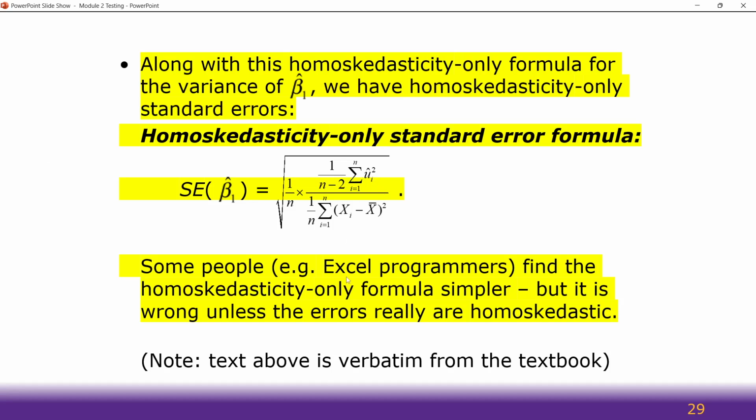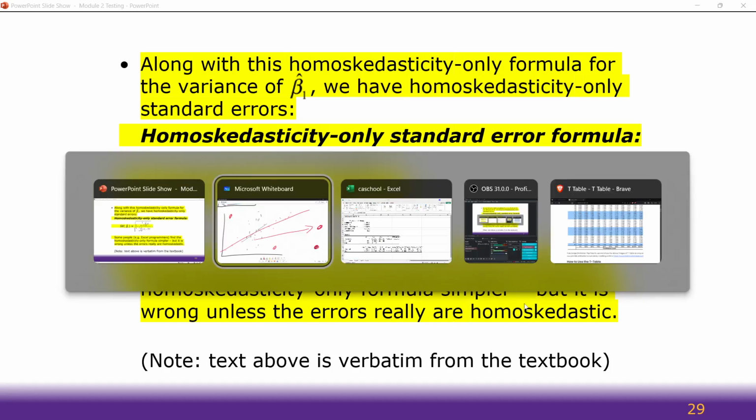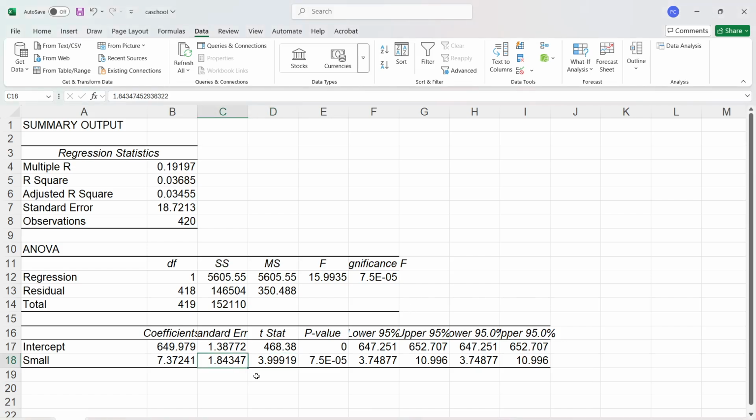This text is stolen from the nice textbook by Stock and Watson, so I've highlighted it here just to tell you that, all right, if they're throwing shade at somebody, this is actually from Stock and Watson. Some people, for example Excel programmers, find the homoskedasticity-only formula simpler, but it is wrong unless the errors really are homoskedastic. All right, well, no hard feelings towards Microsoft, but they do raise a valid point. This number is perhaps not the best number that I would want to see.